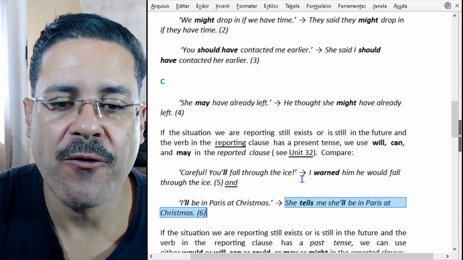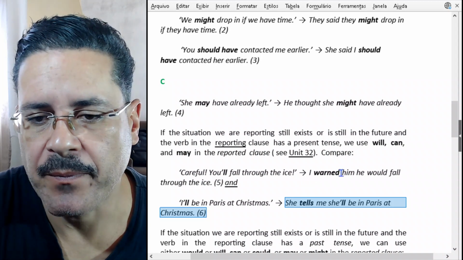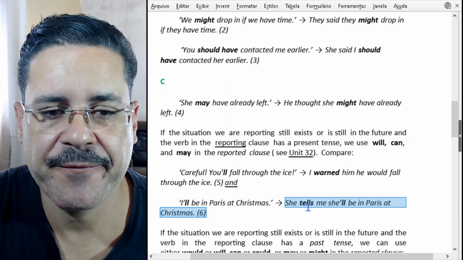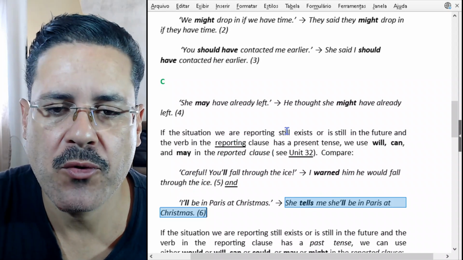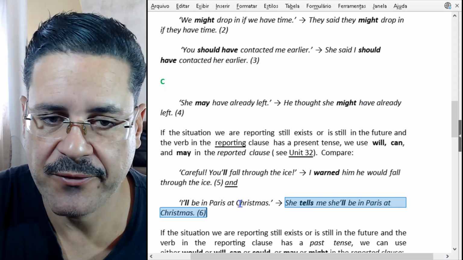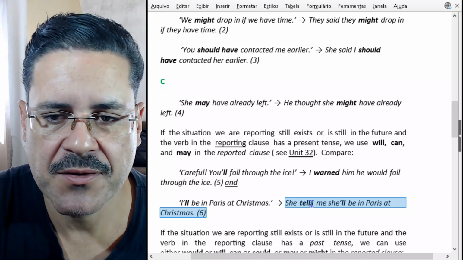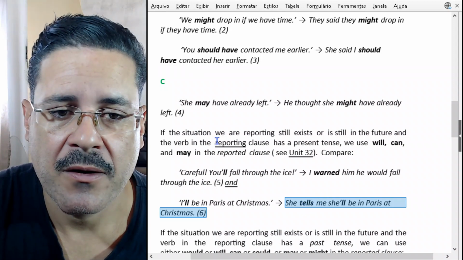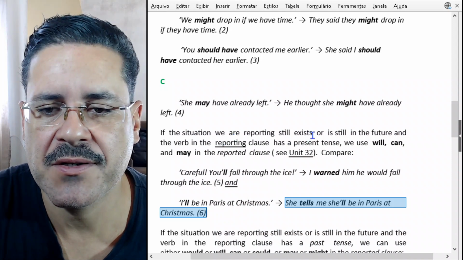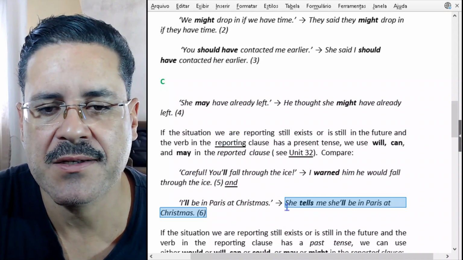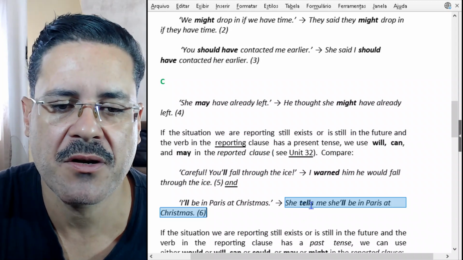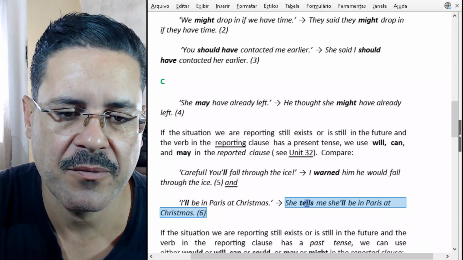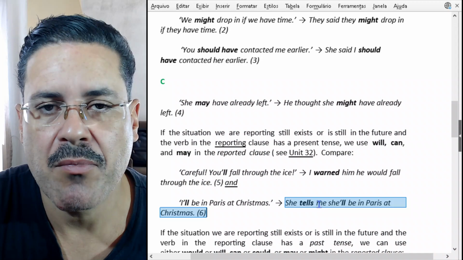Careful, you fall through the ice. I warned him he would fall through the ice. This is number 5. But if the situation we're reporting still exists or is still in the future and the verb in the reporting clause has a present tense, we use will, can, and may in the reported clause. She tells me she'll be in Paris at Christmas. So we can use that verb and not a corresponding modal verb.